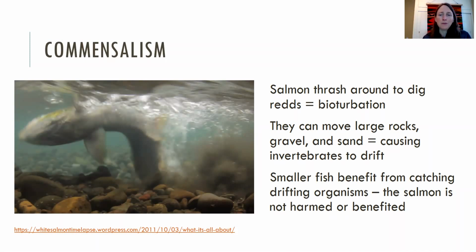The salmon is not benefited or harmed. So in this case, the small fish are being benefited by the salmon's activities. The salmon is just doing its thing. It's just digging a redd. And so this is a commensalism.